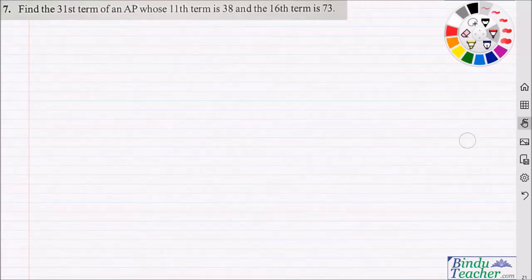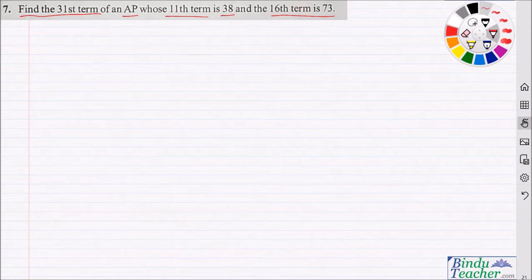Let's solve this question together. Find the 31st term of an arithmetic progression whose 11th term is 38 and the 16th term is 73. I really like this question. It sounds a little confusing, but it'll be really nice to solve. Okay, so how do we do this?